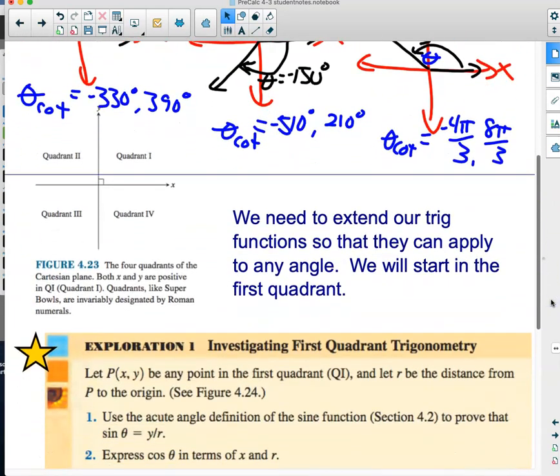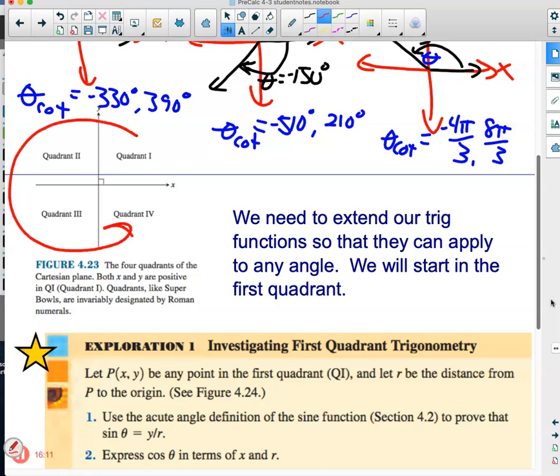Now, the quadrants. Remember, the quadrants also go counterclockwise. Quadrant 1, 2, 3, and 4. So notice, labeled in that direction, because we're going to have to start talking about the quadrants and which quadrants is sine positive, which quadrants is it negative in. Same thing for cosine and tangent. So we'll be using that language of the quadrants. Always written in Roman numerals, by the way. Again, that's historic, 1, 2, 3, 4 in Roman numerals.